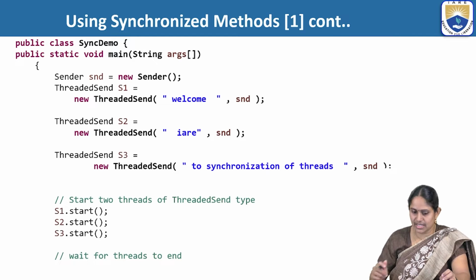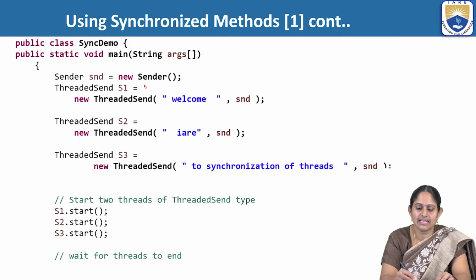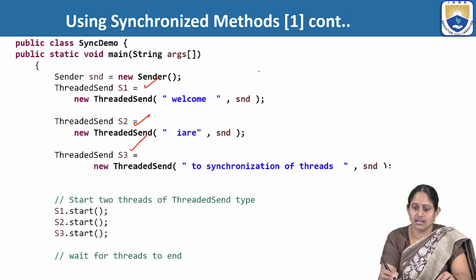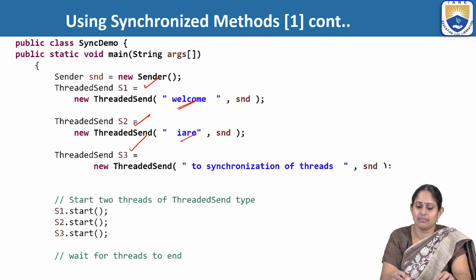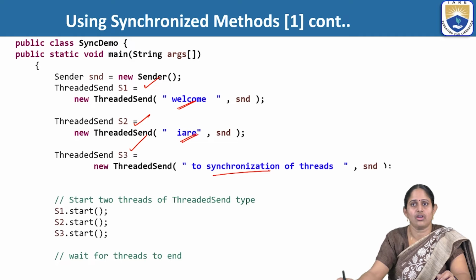Here we are creating three threads, S1, S2 and S3, with values in them as welcome, IARE and to synchronization of threads. So these three threads are started.